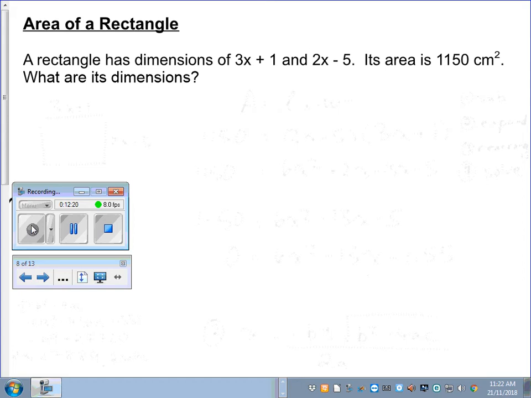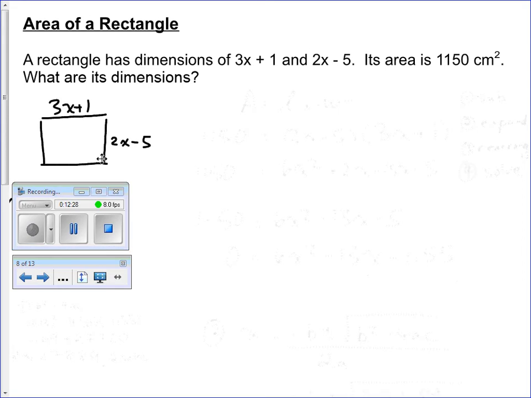So now we have a rectangle that has dimensions of 3x + 1 and 2x - 5. The first thing that you do is you're going to draw your picture, because a picture is 1,000 words, right? Now, it says the area is 1,150 centimeters squared. So what I should do here is say, let x be in centimeters. So we know what this means.